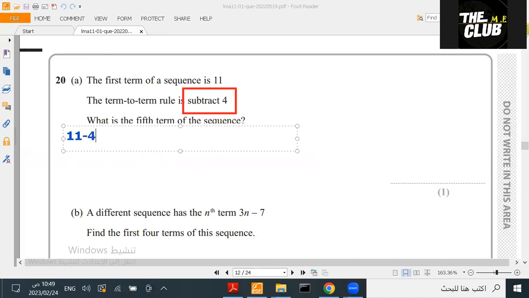11 minus 4 equals 7, and then 7 minus 4 equals 3.